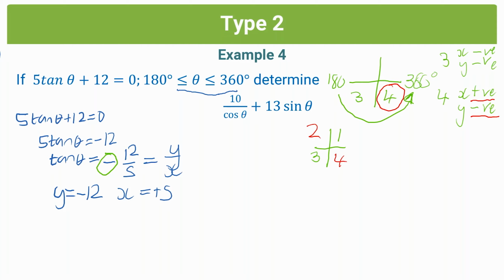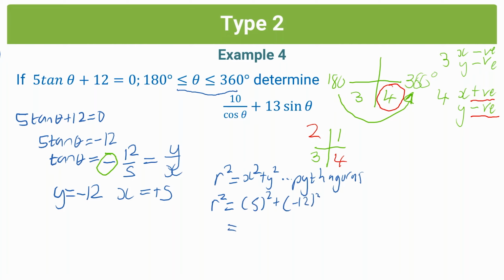So now we can go ahead and use Pythagoras to solve for r. So r squared equals x squared plus y squared. Reason: Pythagoras. So we know that r squared equals 5 squared plus -12 all squared. Now r squared is going to be 25 plus 144, so r squared is going to give us 169. So r equals √169, which is 13. So we have r to be 13 and it's going to be positive.